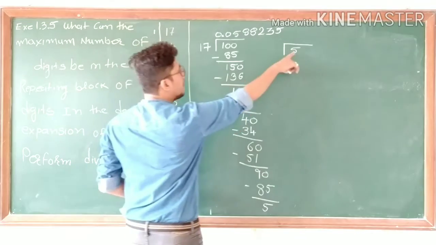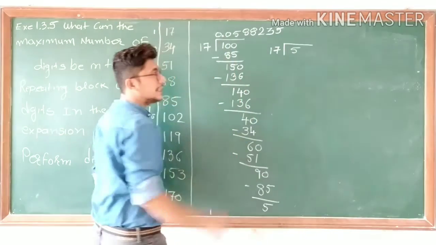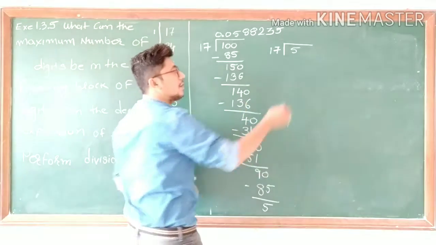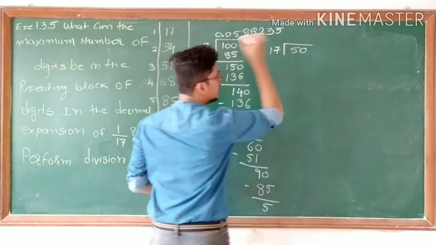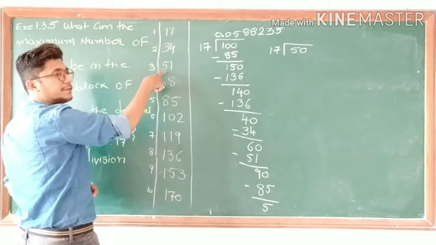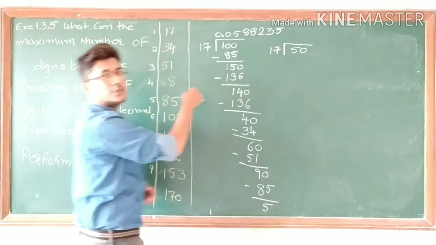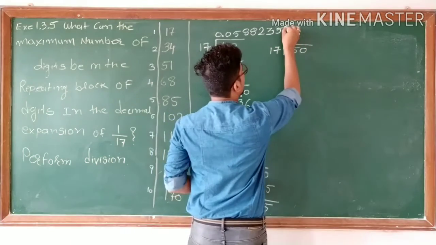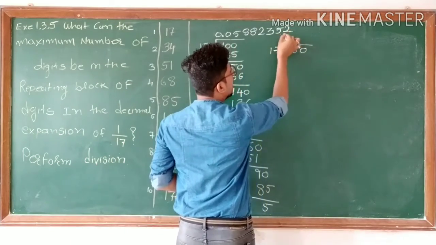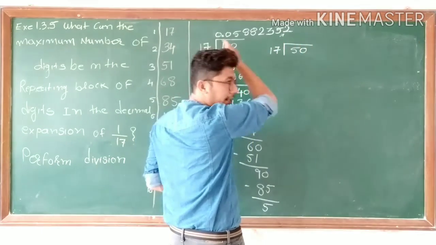So now again 5 is smaller than, again outside of the box is 17. 5 is smaller than 17. So what we have to do? Put 0. What is the nearest value to 50? That is 34. 51 is larger than 50, so it is not acceptable. 17 2s are 34. Look over here, I am putting 2 over here. No, don't put here. Okay, we are continuing.